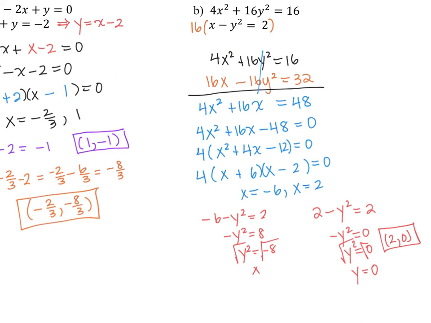But potentially this could have been 4 points. If I had gotten a plus or minus answer here and a plus or minus answer here, I would have ended up with 4 values. But in this case, 1 value.